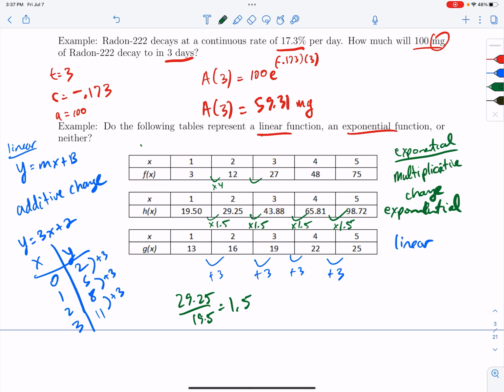And then f of x is neither exponential nor linear. It could be some other type of function that we can map in one of the special type of functions, but not necessarily.